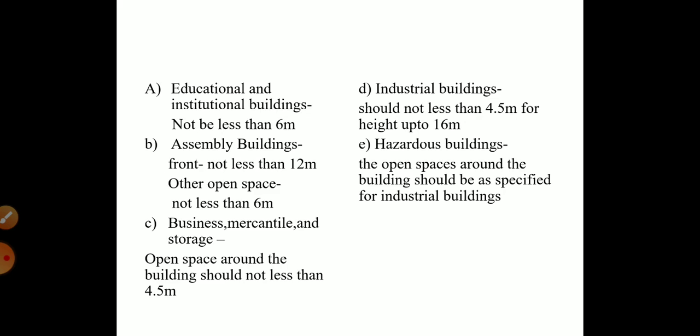Okay, the last one is the hazardous building. In hazardous buildings, the open space around the building should be specified as for industrial buildings. Okay, hazardous buildings means the buildings where chemicals are provided, or the chemical factory, explosive factory. Okay.